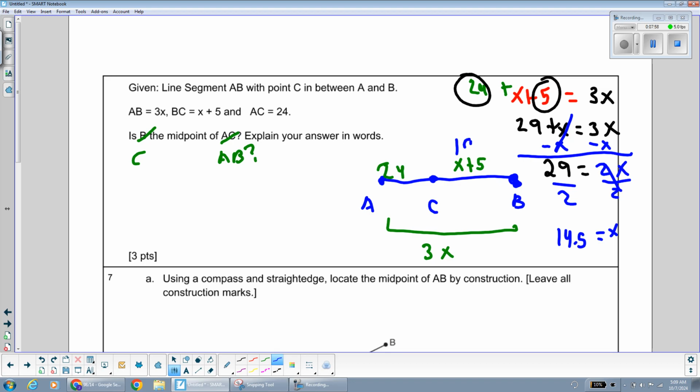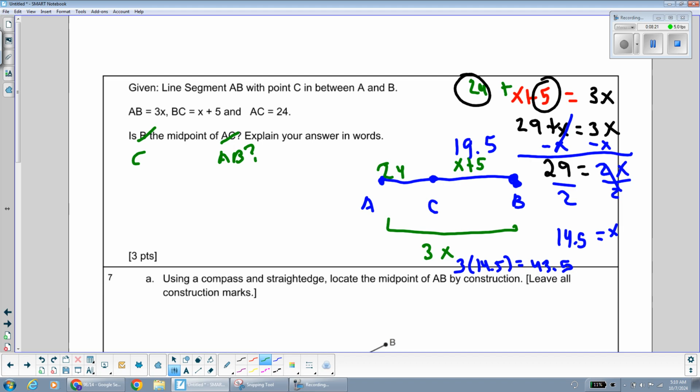14.5 plus 5 is 19.5. 3 times 14.5 is 43.5. Let's check if this works out. So this plus this is 43.5, so that's all good.